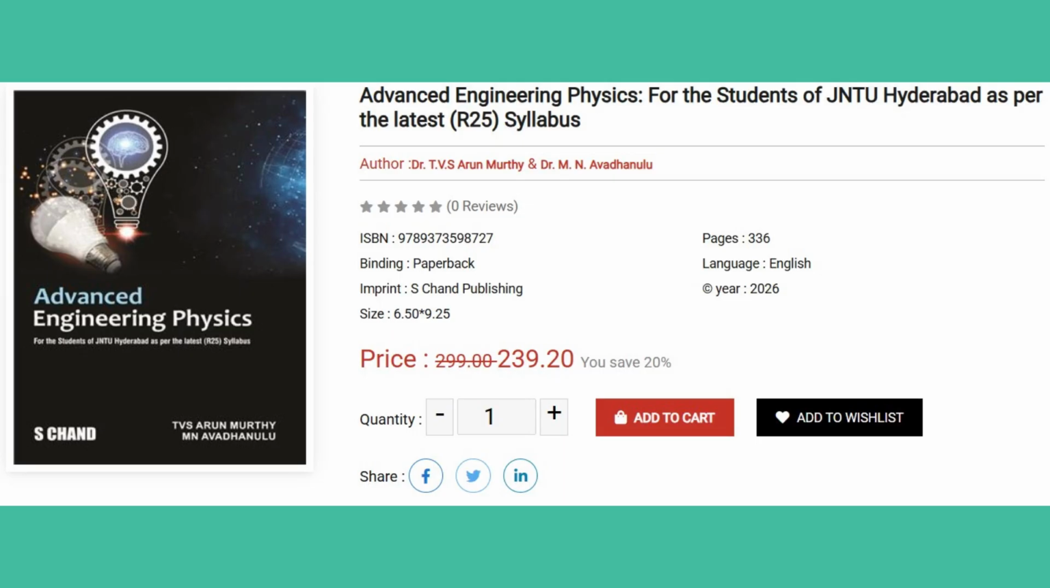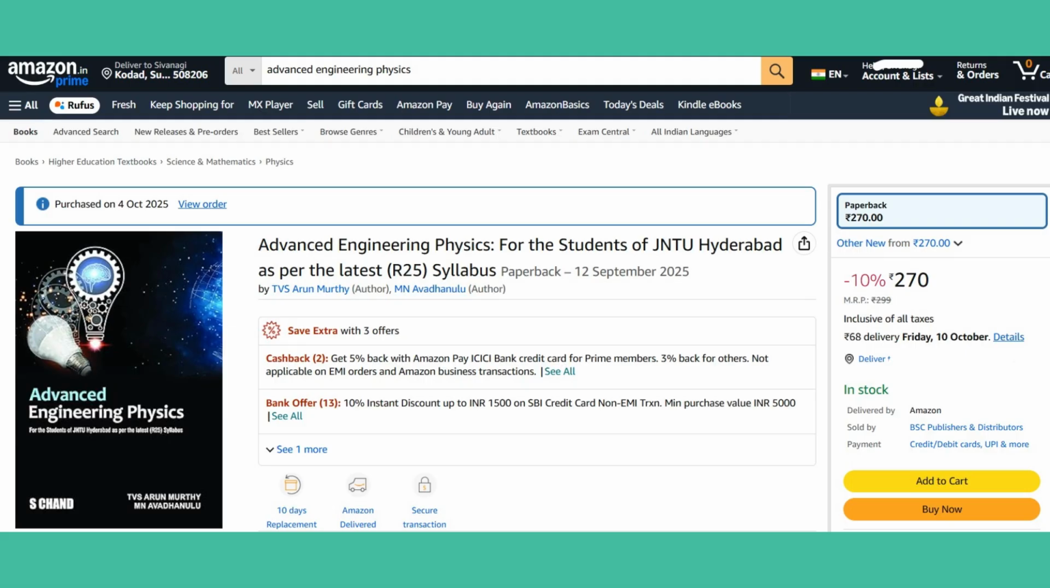But cost-wise, it is less on the publisher's site. They are giving around 20% discount, at 239, plus some transportation charges. Here it's at 270, plus transportation charges. So overall, there is a 50 rupees difference, it becomes more on Amazon compared to S-Chand Publishers, right?